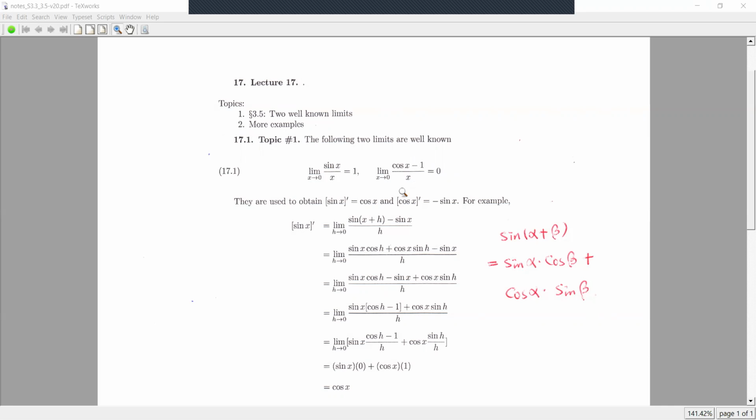Essentially, the second limit says that cosine of x minus 1 approaches 0 faster than x approaches 0 because their ratio approaches 0. By tables, we can verify these two limits.